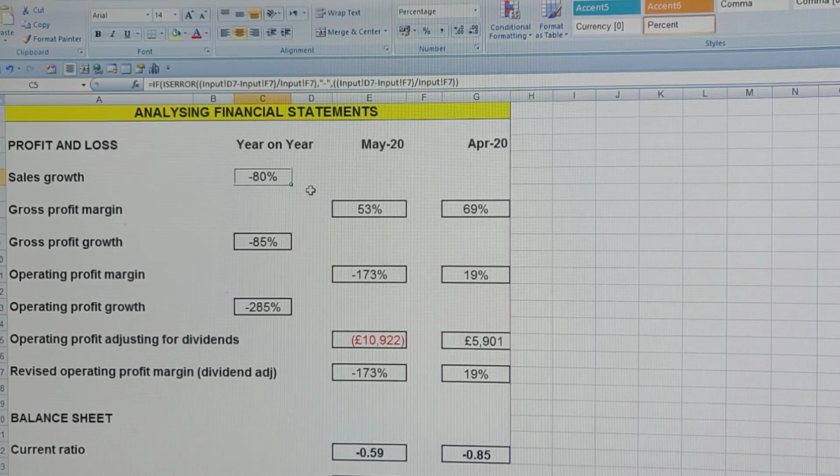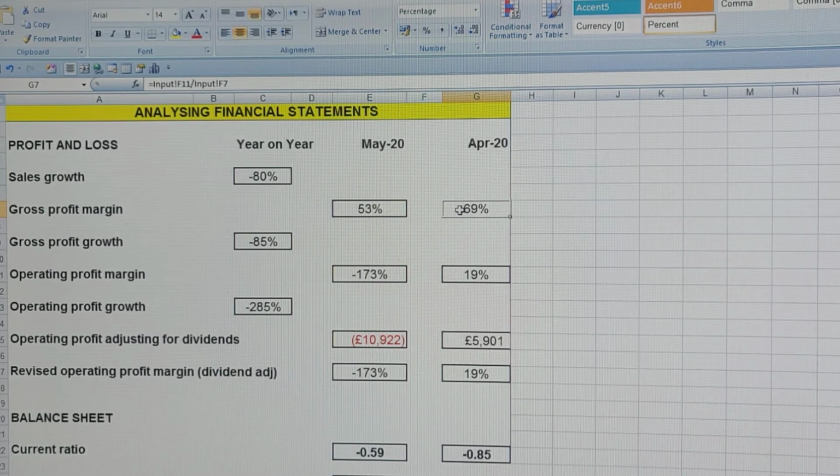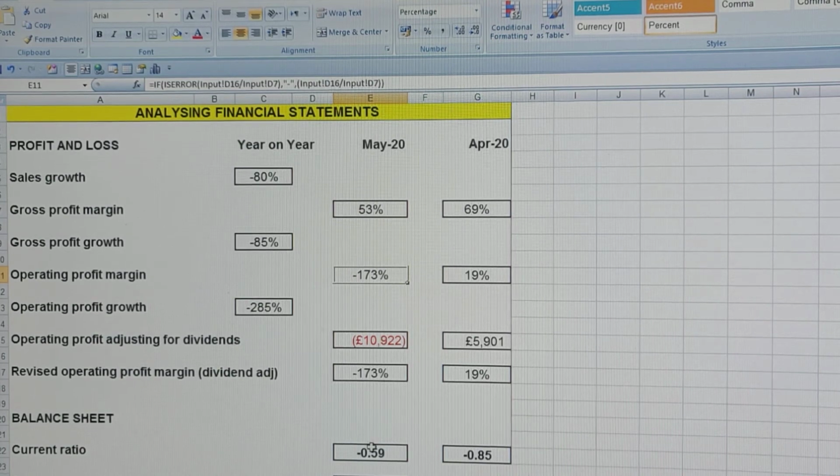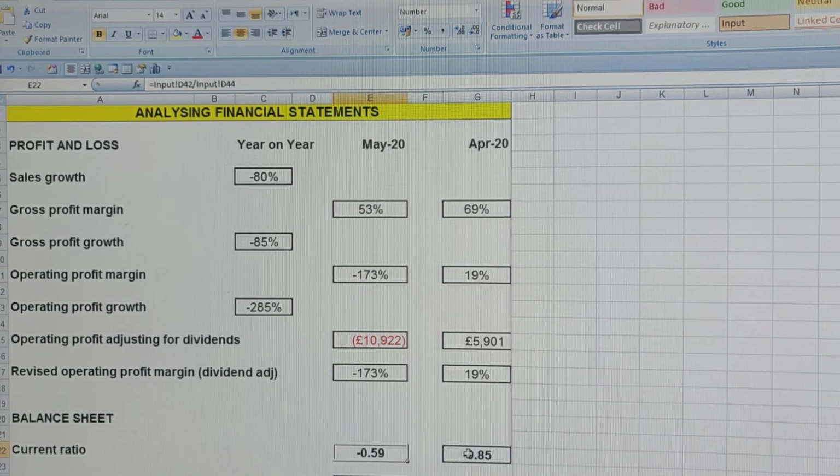Sales has not grown between the month of April and May. It has actually fallen significantly. That I will explain in the report. Now, the gross profit margin was 69% in April and it fell to 53% in May. The net profit margin, operating profit margin, was 19% positive in April, but it significantly fell to 173% negative in May.